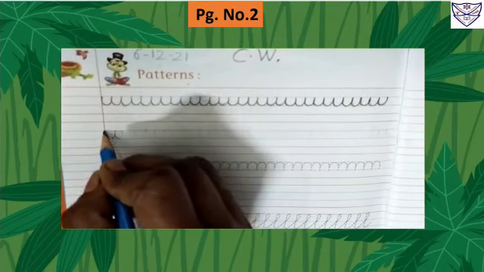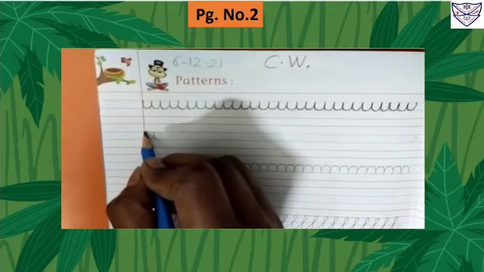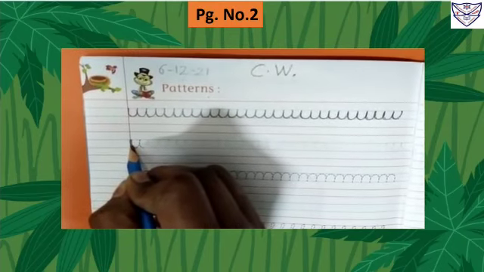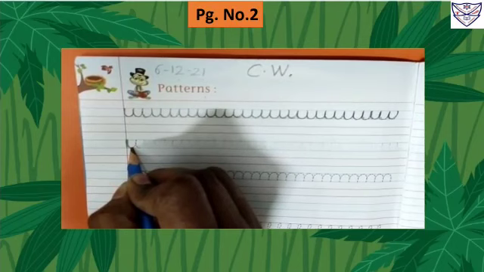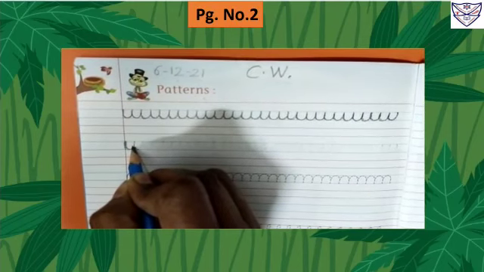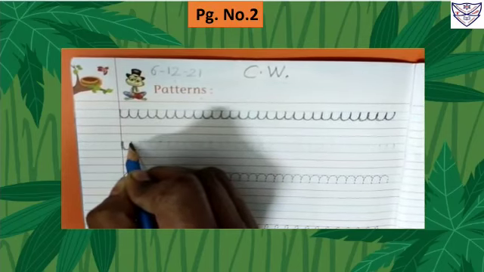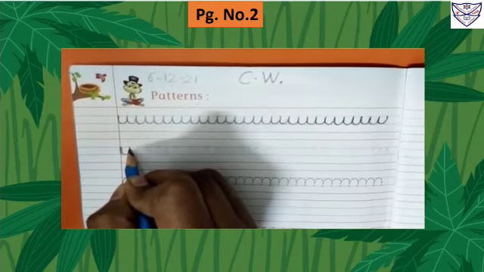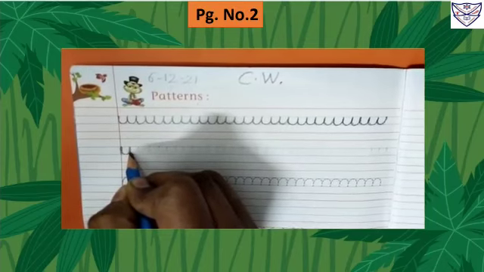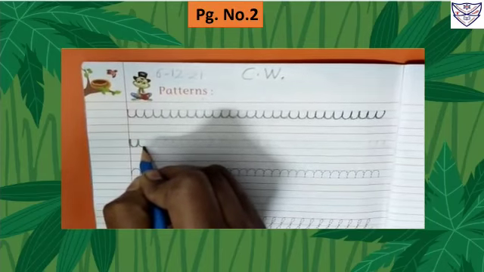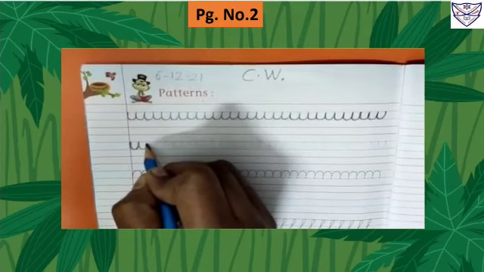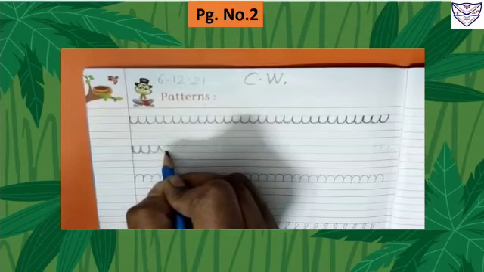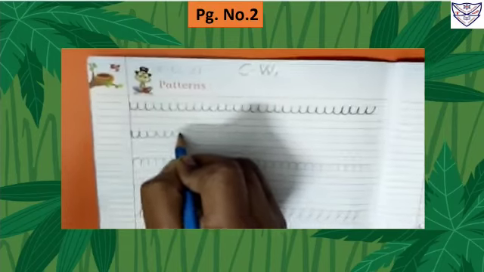Same pattern you have to do here also. Put your pencil point on the first blue line. Make a standing line up to the second blue line. Make a small curve on the second blue line. Go up. Make a standing line up to the first blue line. Come down on the same standing line up to the second blue line. Make a curve on the second blue line. Go up. Make a standing line up to the first blue line. Write same pattern here.